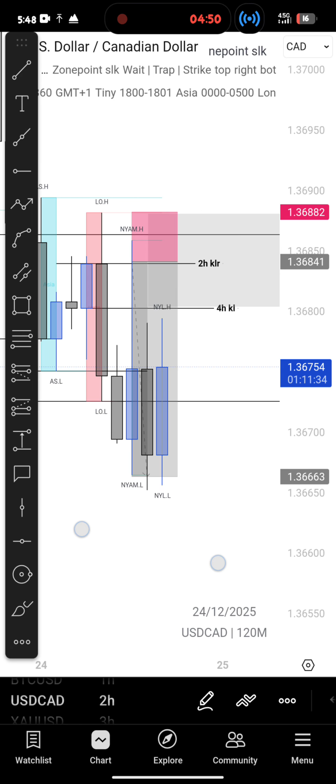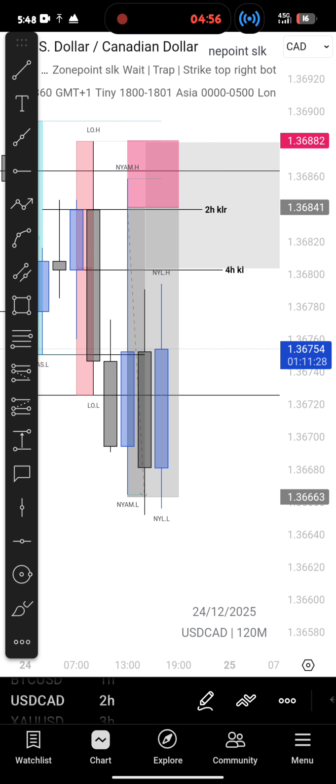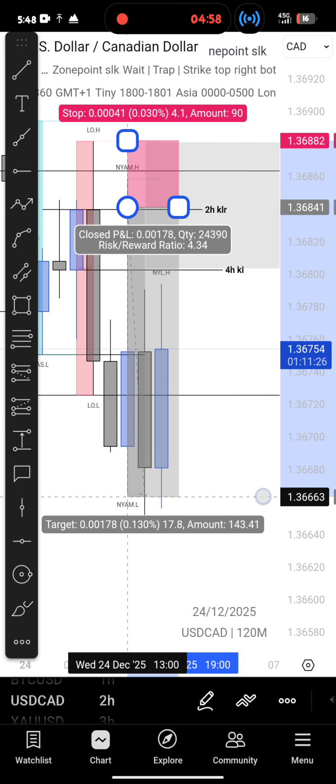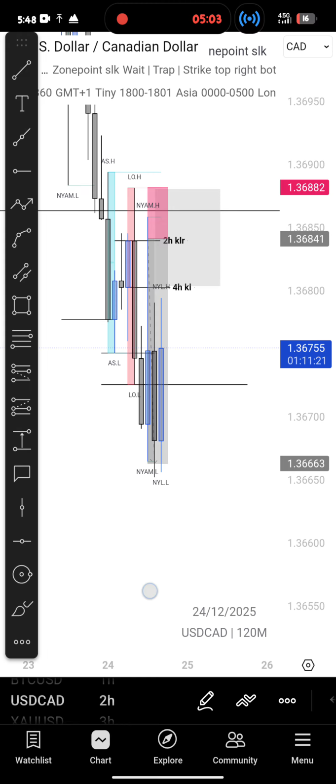That was how I was able to get the entry on USD CAD, because I know New York AM tapped into the entry, so I know the exit should be what? New York launch, because I'm actually looking for what? Sales. That's how I was able to catch this USD CAD entry.